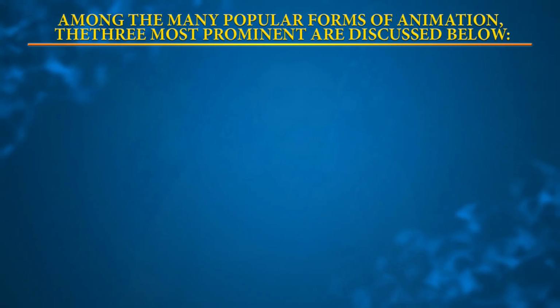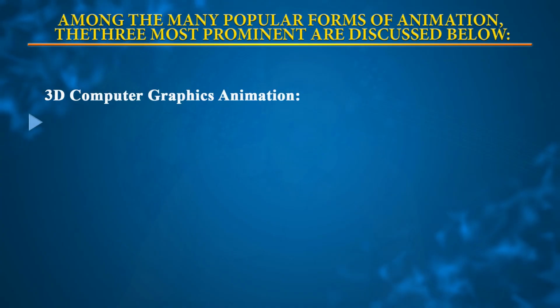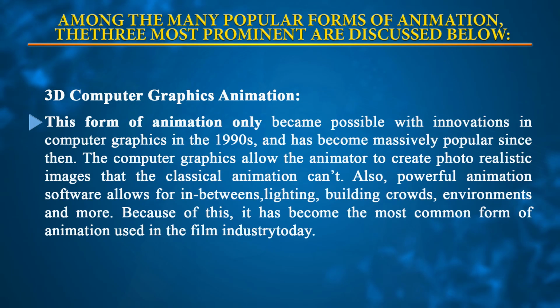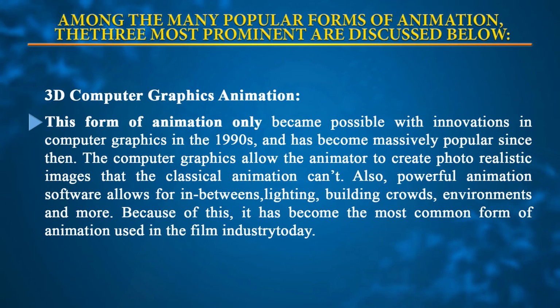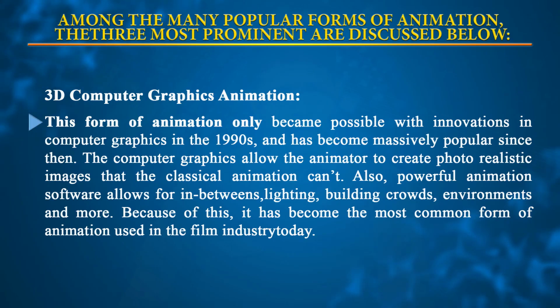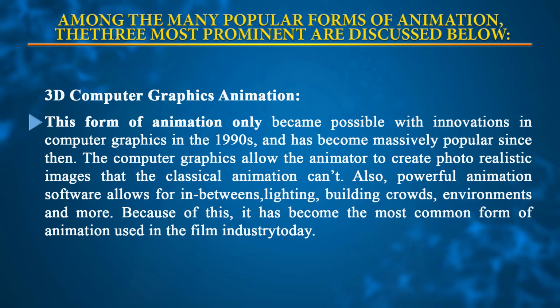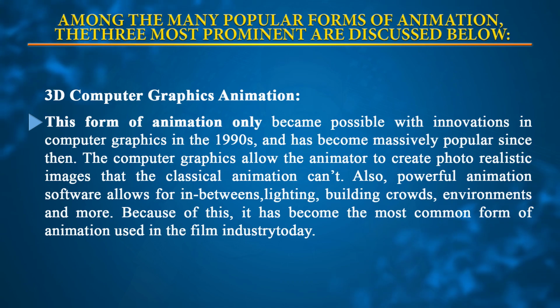If we talk about 3D computer graphics, this form of animation only became possible with innovation in computer graphics. Two decades back, in 1990, it became massively popular. Since then, computer graphics allow the animator to create photorealistic images that classical animation can't. Also, powerful animation software allows for in-betweens, lighting, building crowds, environments and more. Because of this, it has become the most common form of animation used in the film industry today.